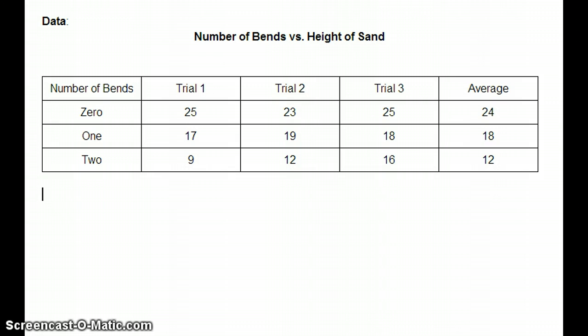Here we go. First we look at the numbers and we say 0 bends, 24 centimeters height. Alright, so 0 bends, 24 centimeters; 2 bends, 12 centimeters. So as the number of bends increased from 0 to 2, the height of the sand decreased. So that's going to be the answer to the question: What is the effect of the number of bends on the height of the sand collected?